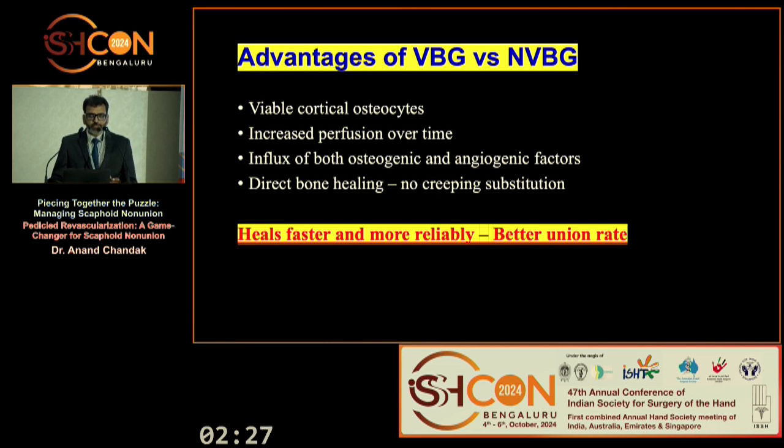They bring in viable osteocytes along with them, so there is increased perfusion over a period of time. The influx of both the osteogenic and the angiogenic factors results in direct bone healing with the vascularized bone grafts, unlike the creeping substitution which is there in the non-vascularized bone grafts. And thereby it is said to heal faster, more reliably, more consistently, achieving better union rates.